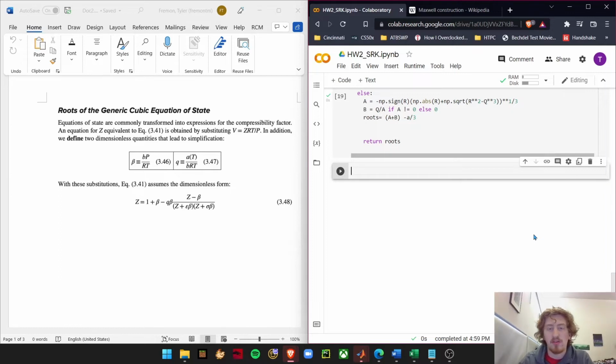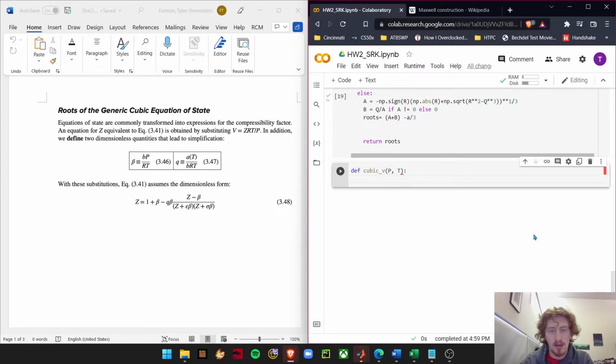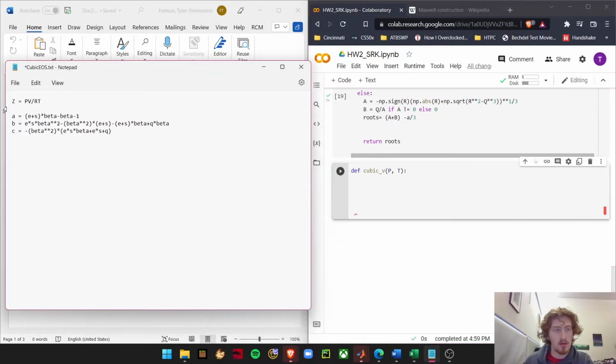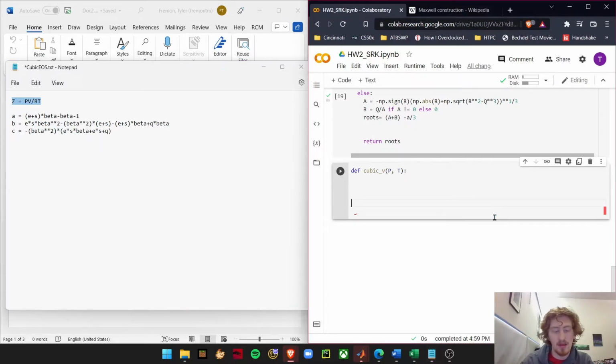So now that we have a way to solve for the roots of a cubic polynomial, we have to plug in our a, b, and c that we solved for earlier when we solved for the cubic polynomial for the compressibility factor. So we're going to be solving for volume here. And we're going to be supplying pressure and temperature. And then, of course, we want V back, or volume. And we know that Z equals PV over RT. So V is going to be equal to Z times R times T divided by P.